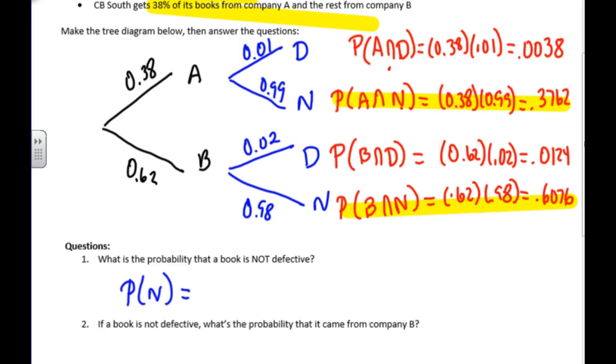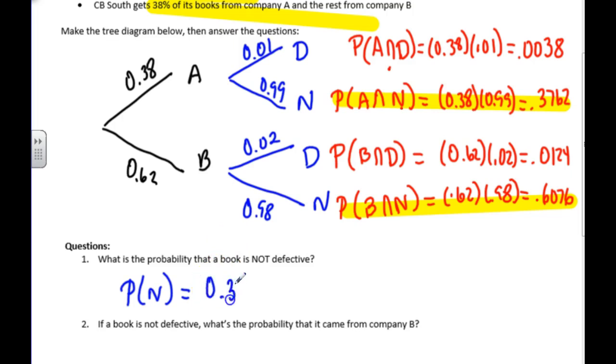Those exhaust all the possibilities for those that are non-defective. So remember, it can be A or B. Notice the conjunction that I used. I used "or." So therefore, we can find the total probability that it can be defective by simply adding those individual probabilities.